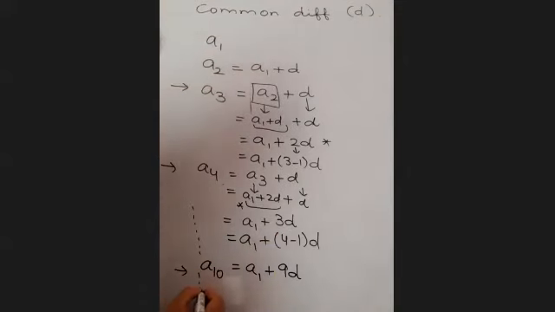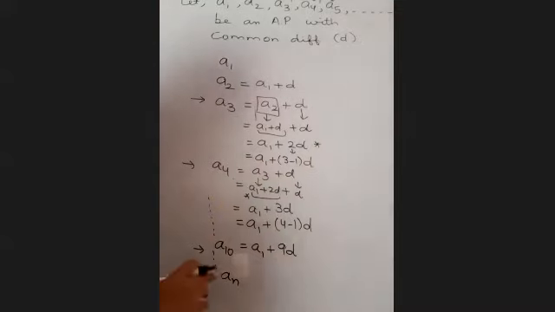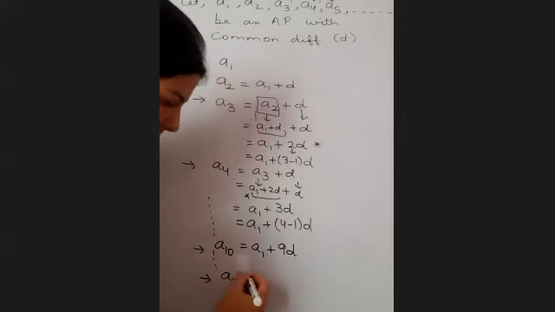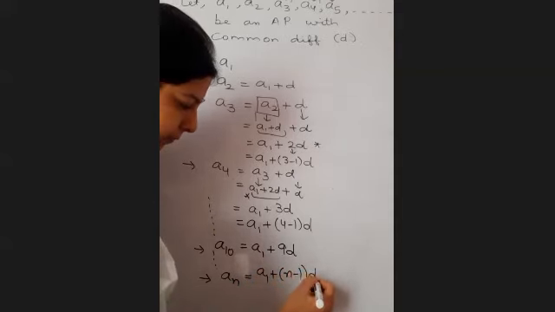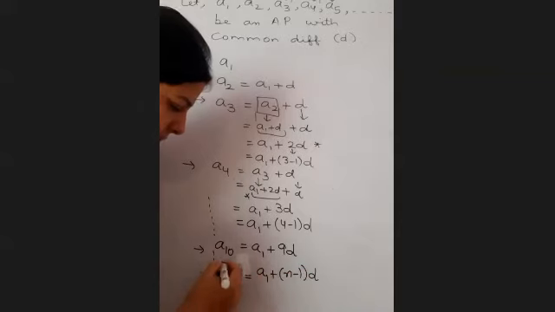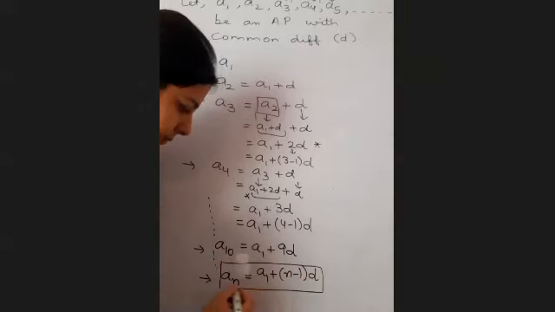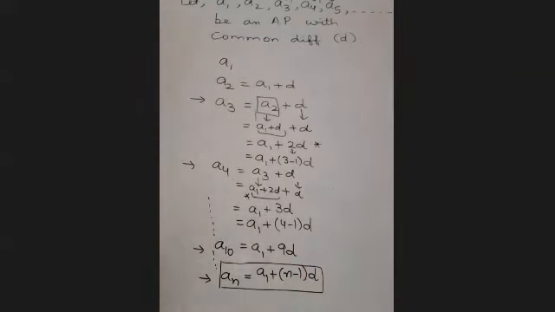And continuing like this for any term n, for any nth term, this n could be your 50, 500, 5000, anything. For any nth term, what will be the formula continuing like this? A1 plus n minus 1 times D. Clear? So this is the formula for finding the nth term.